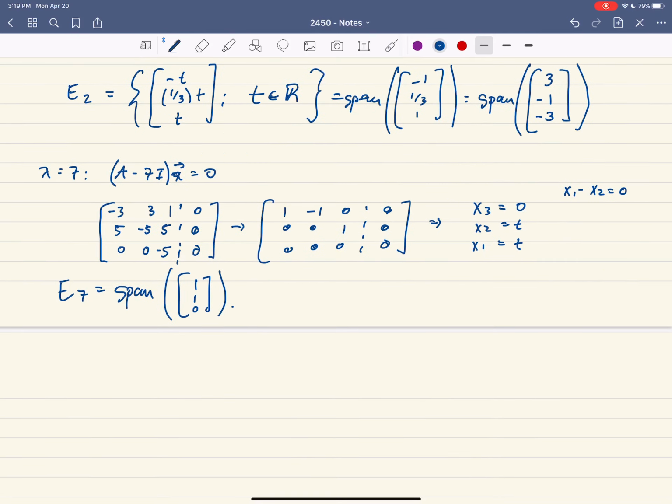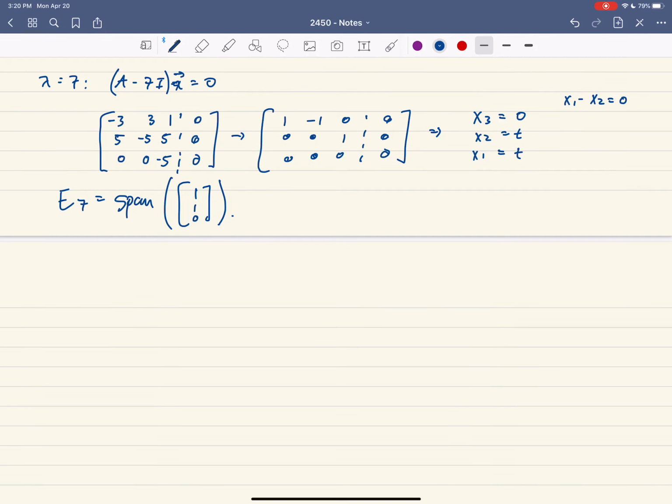Okay, because you can think of this as the vector t, t, 0, where t runs through R, right? And so that leads you to 1, 1, 0. Anyways, so that's the eigenspace E sub 7. Again, one-dimensional because it's the span of a single vector.